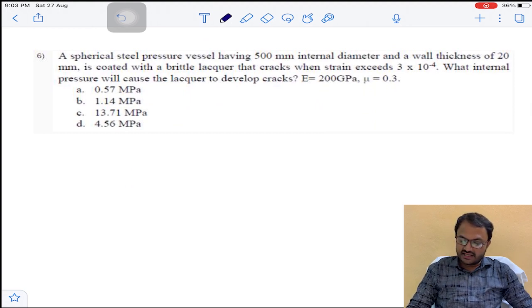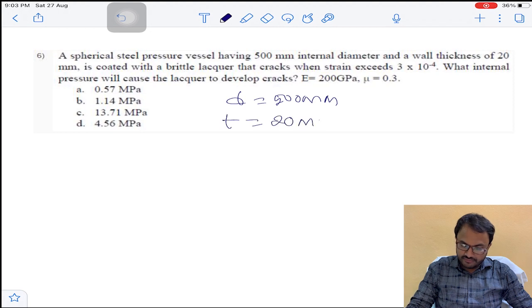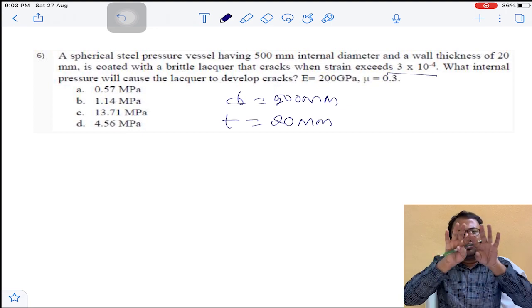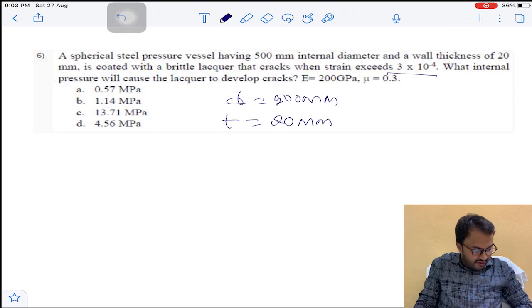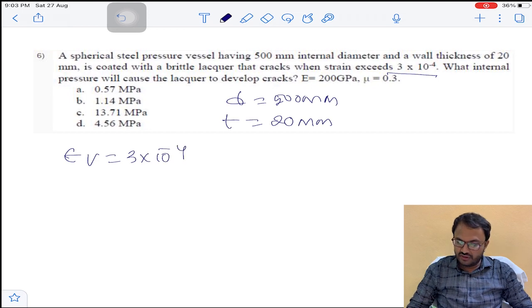So a spherical shell pressure vessel having internal diameter D is equal to 500 mm and wall thickness T is equal to 20 mm, coated with a brittle lacquer that cracks when strain exceeds. So throughout the volume there is some strain. He has given the volumetric strain is equal to 3 into 10 power minus 4. So what internal pressure P we need to calculate.